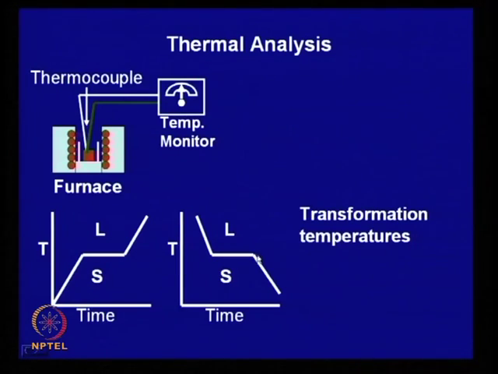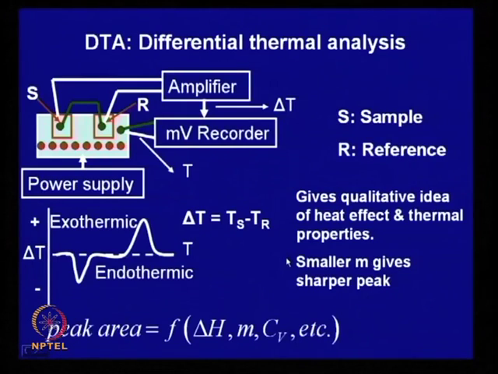The information that you get from the thermal analysis is the transformation temperatures. So, this is a case where, for a particular pure metal, we find its melting point. But we have much more sensitive equipment for thermal analysis, and these are well instrumented. One which is shown here is the differential thermal analyzer.